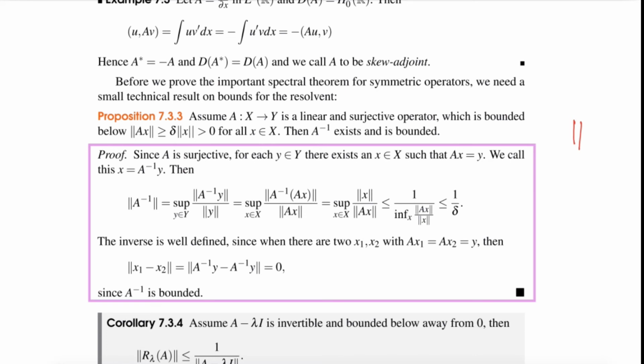So the inverse is well defined. We have a bounded operator. And when we have two values x1, x2, which both map to y, then their distance, as you can see here, is equal to 0. So then A inverse exists and is a bounded operator. Ah, beautiful.